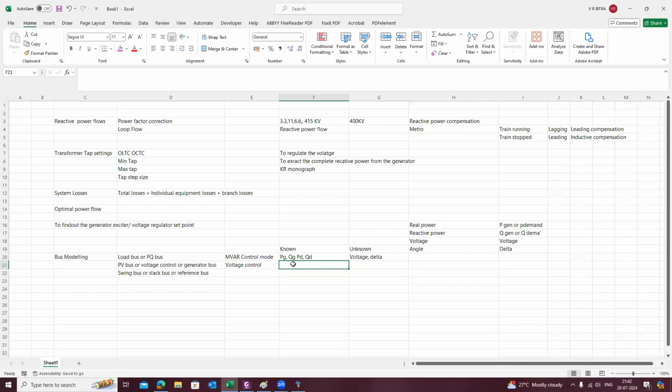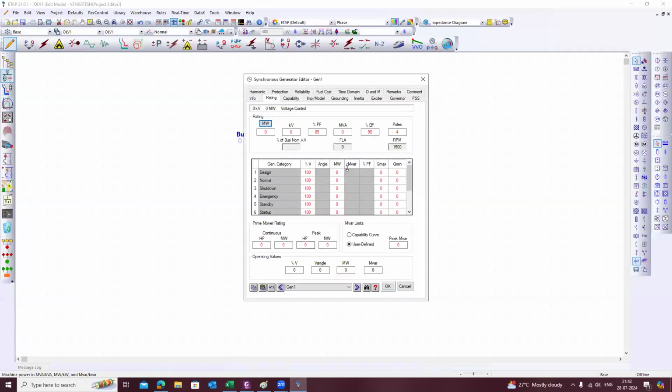That means the PG, the real power generation, is known, the real power demand is known, and the voltage is known. And what you have to find out? You have to find out the Q and the delta. So these are the unknown parameters. So these can be calculated using this one.